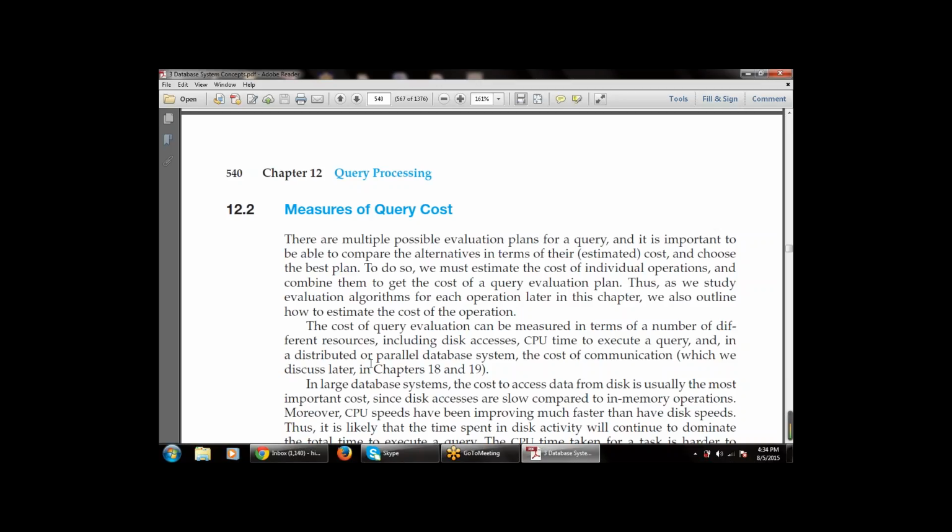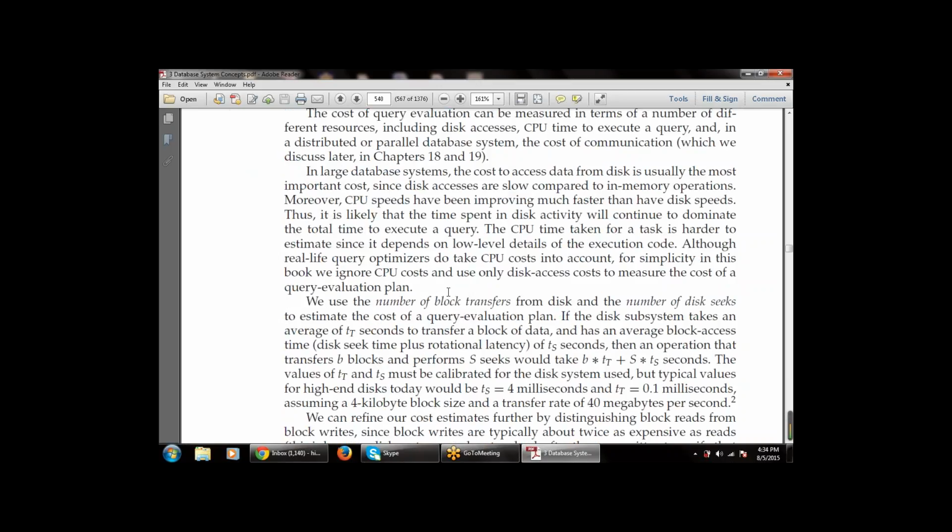Therefore there will be multiple evaluation algorithms for each operation, and we examine the cost of the operation, that is, how much time is required by the CPU to execute the query. We use the number of block transfers from the disk and the number of disk seeks to estimate the cost of a query evaluation plan.